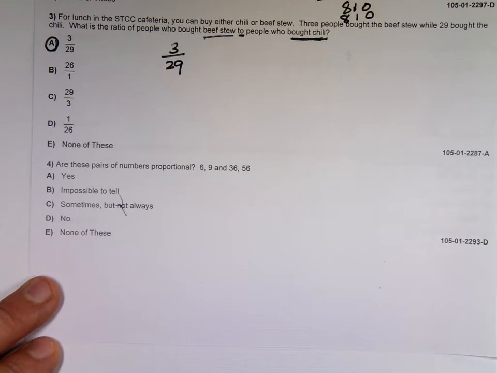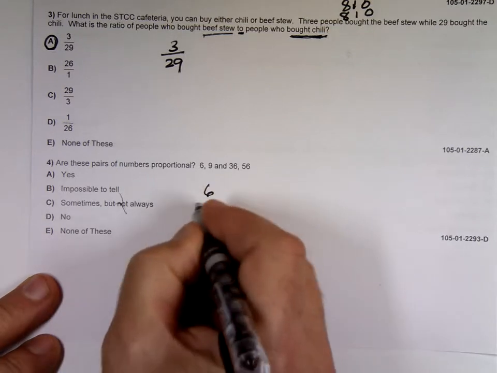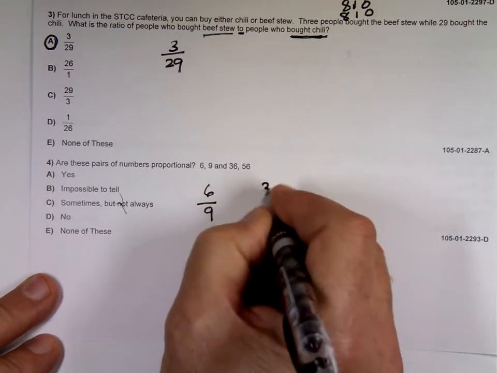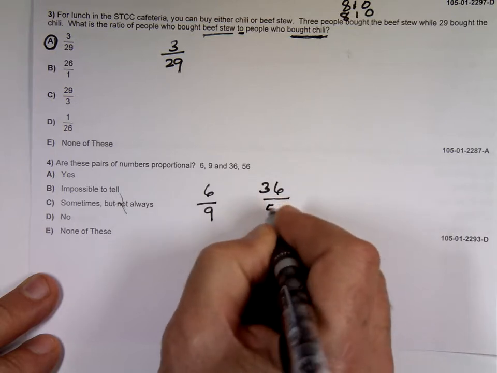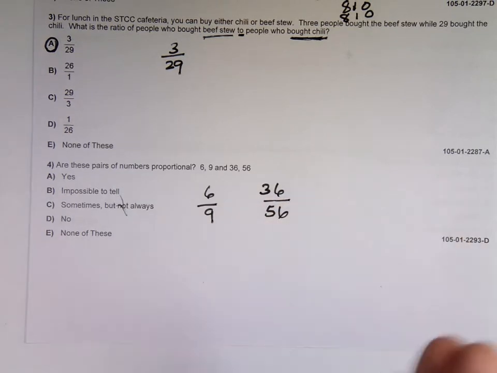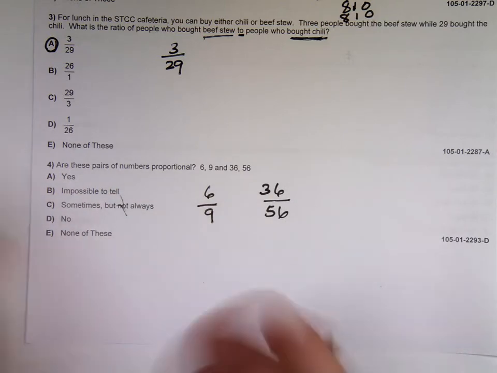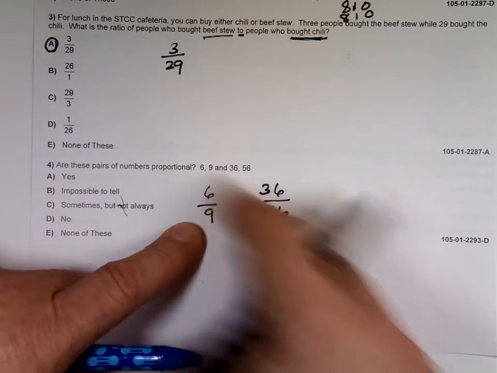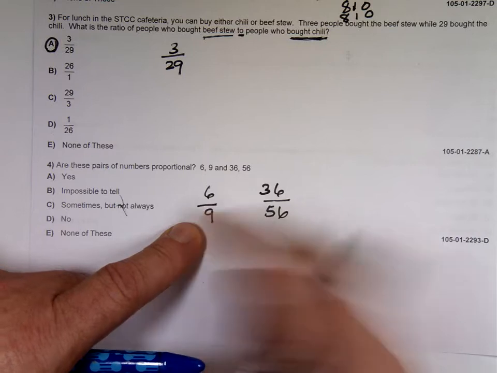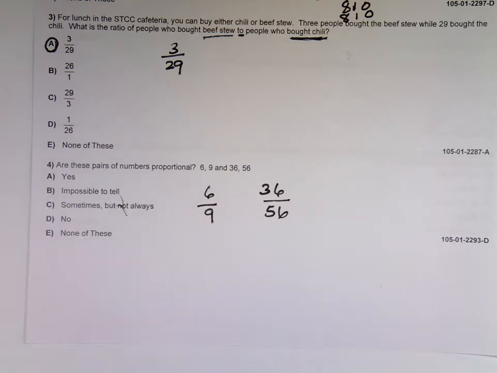Now the last question on this page is, are these numbers proportional? Proportional means what? Are they equal? 6 to 9 and 36 to 56. Now a couple of options of doing this problem. One way is you can simplify each one of them completely and see if they're going to match. Or you can cross multiply. Or you can make the bottom the same. There's 3 different ways of doing it.